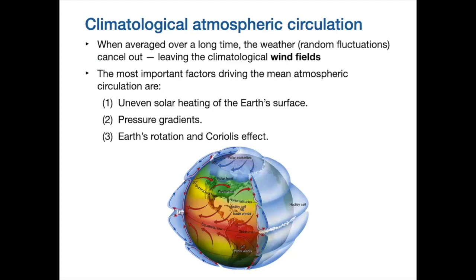So this climatological atmospheric circulation, remember the one with all the weather systems averaged out, on a large scale has three driving factors. One is uneven solar heating, which we talked a bit about in module 4.1, pressure gradients, and Earth's rotation, which will be the subject of the next video.